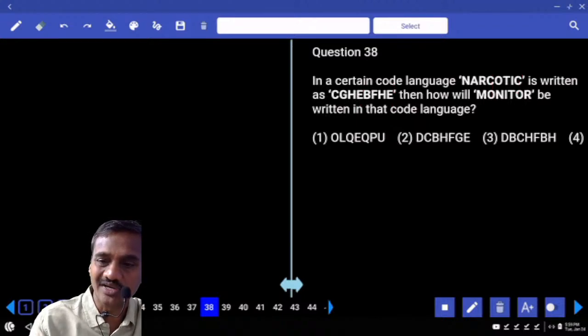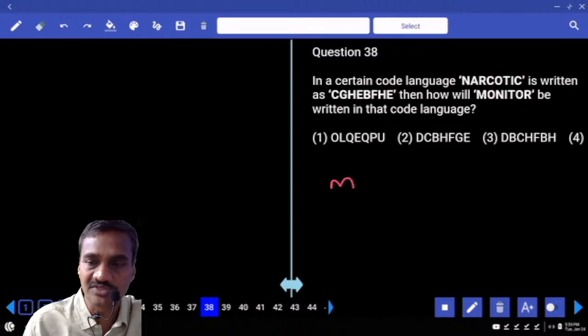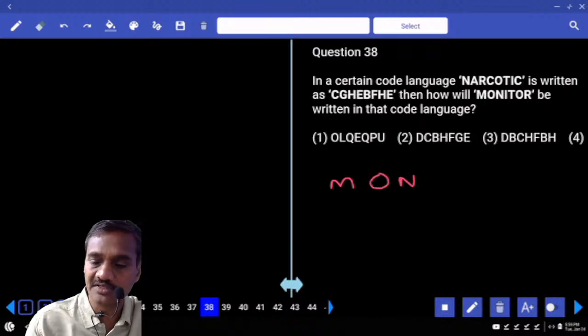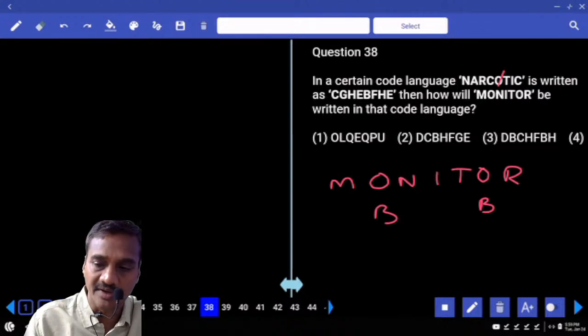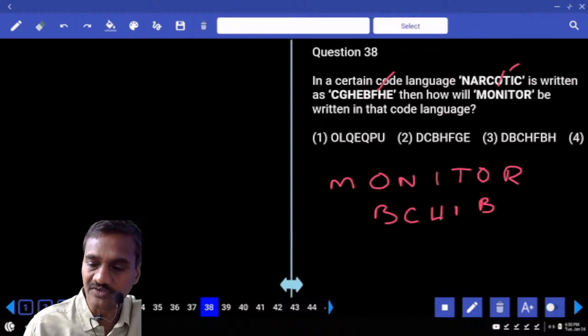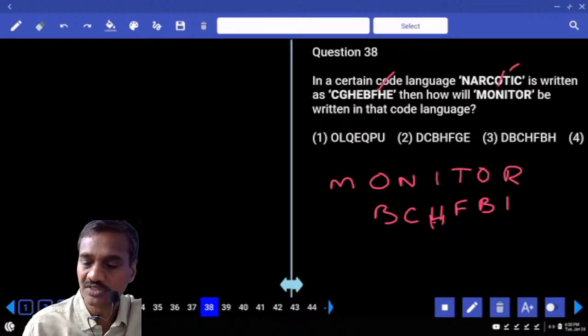Now monitor, there is no letter called M, hence let us leave this one aside. Next one, MONITOR. What is there for O here, what code does O get? The code for O is B, here again B is the code. And next one, N. What is the code for N? The code for N is C. The code for I is what? I is H. And T is F. And R, the code for R is the third element, that is H. Hence B. What is the code for I? The code for I is H.